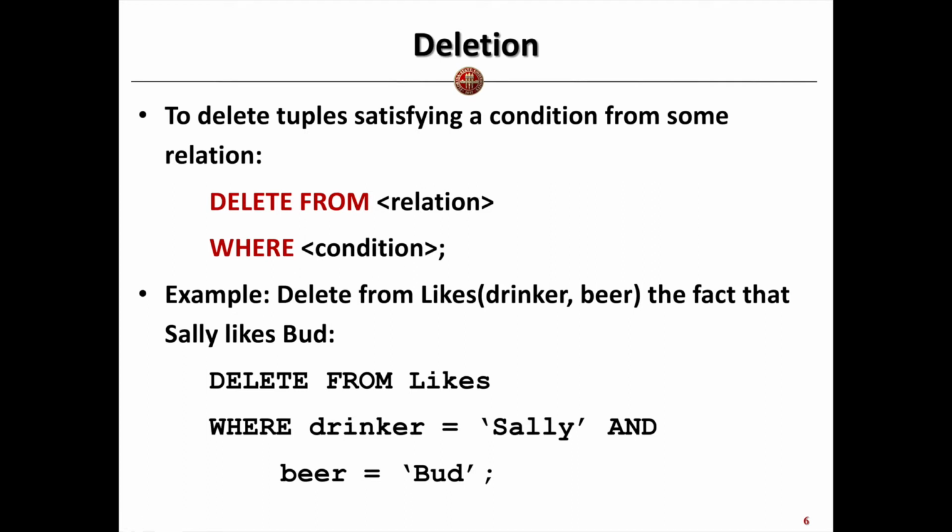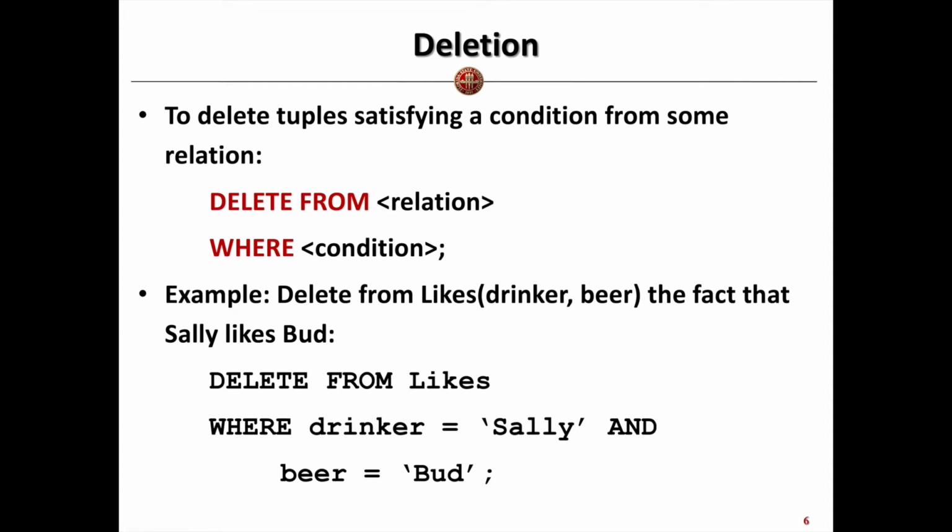We provide you with an example. We delete from the Next table, with drinker and beer as attributes, the fact that Sammy-Next-Bot. So we can do the deletion as follows. We delete from Next where drinker equals Sammy and beer equals Bud, and semicolon. In this way, we can delete the fact that Sammy-Next-Bud from the Next table, right?